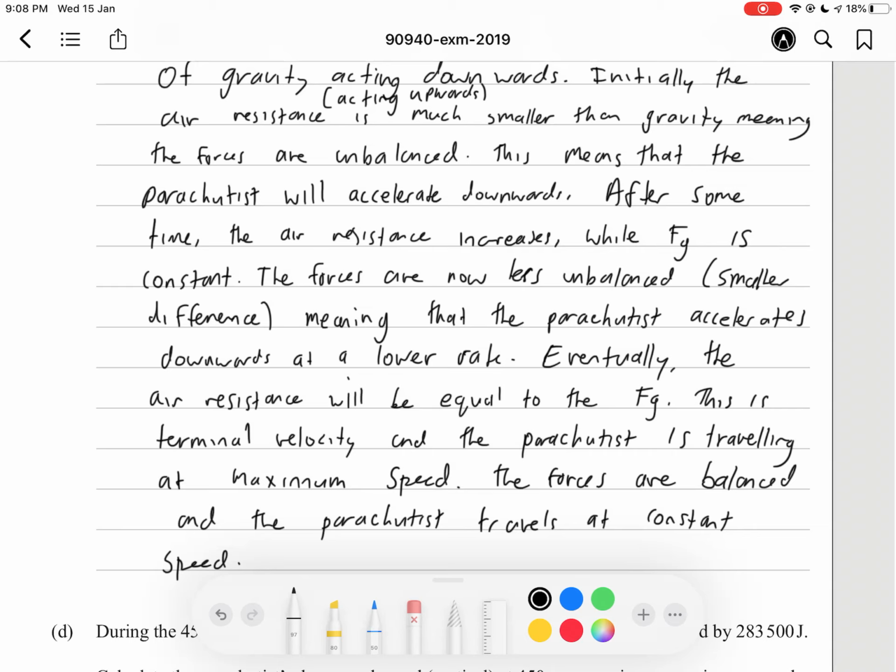So eventually, the air resistance will be equal to the force of gravity. This is called terminal velocity, and the parachutist is traveling at the maximum speed. The forces are balanced, and the parachutist travels at a constant speed downwards.